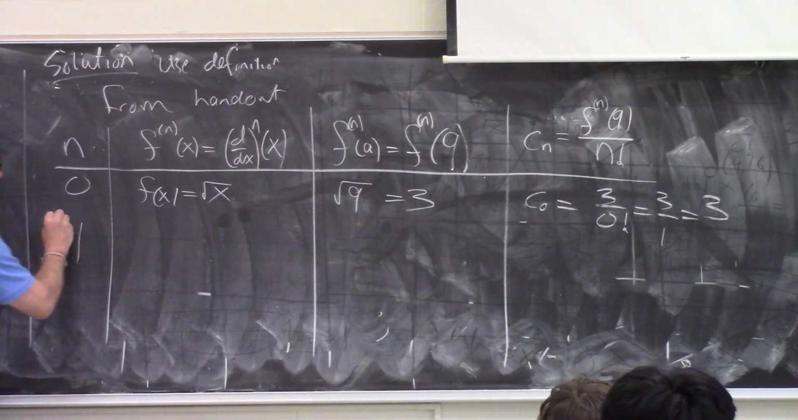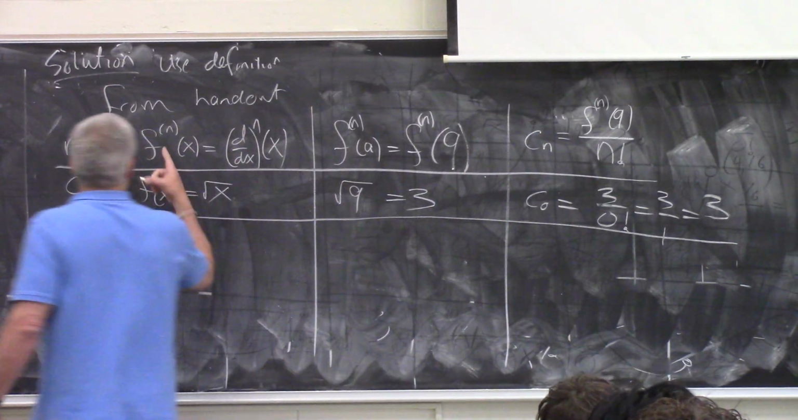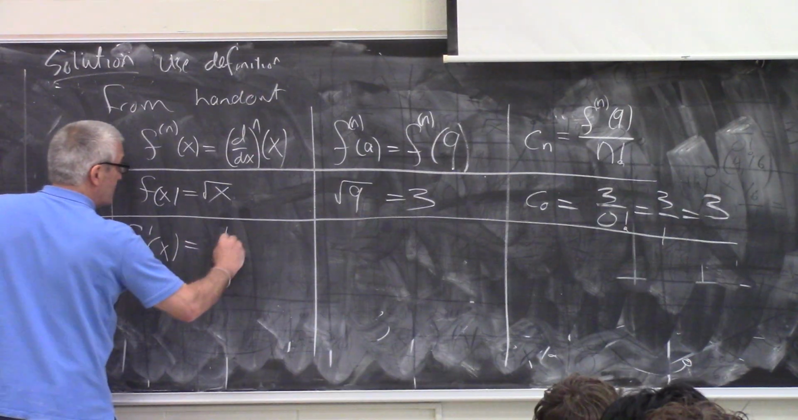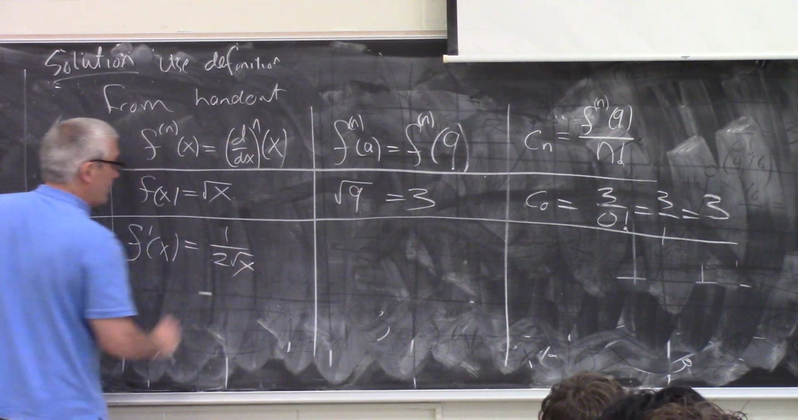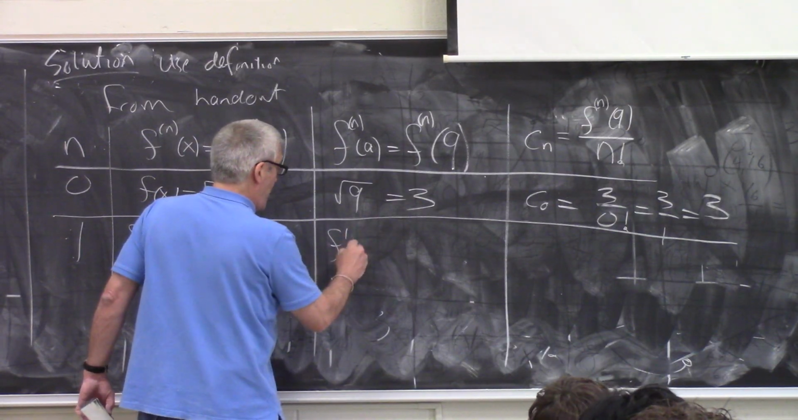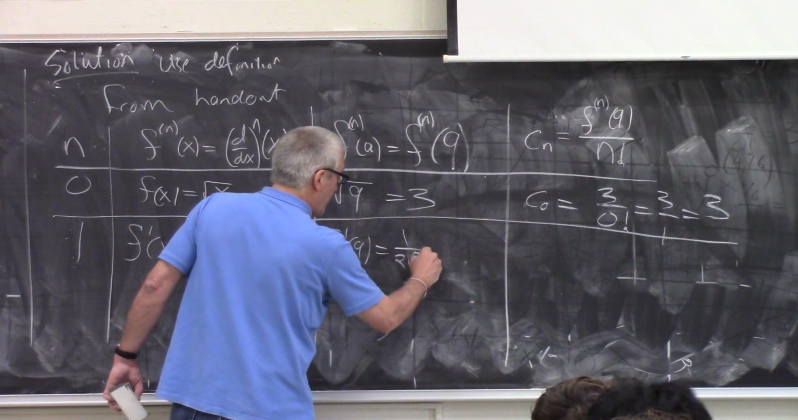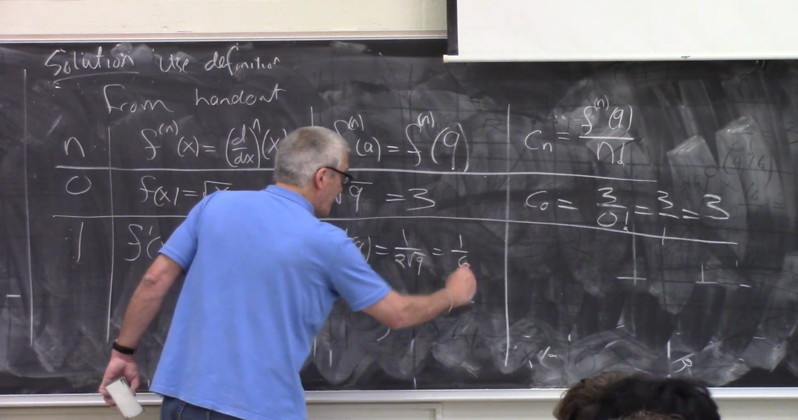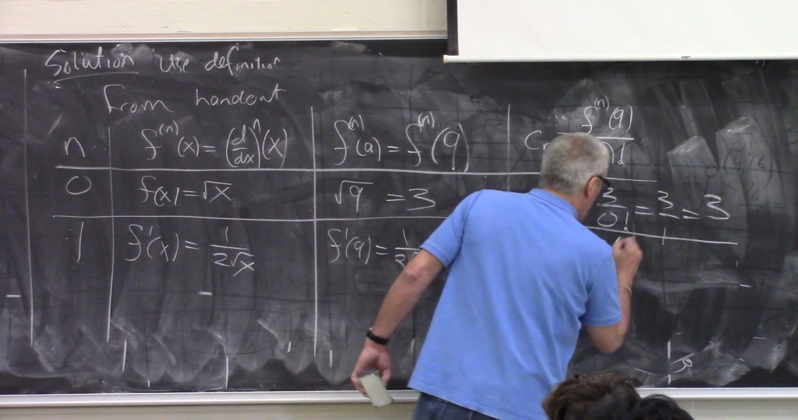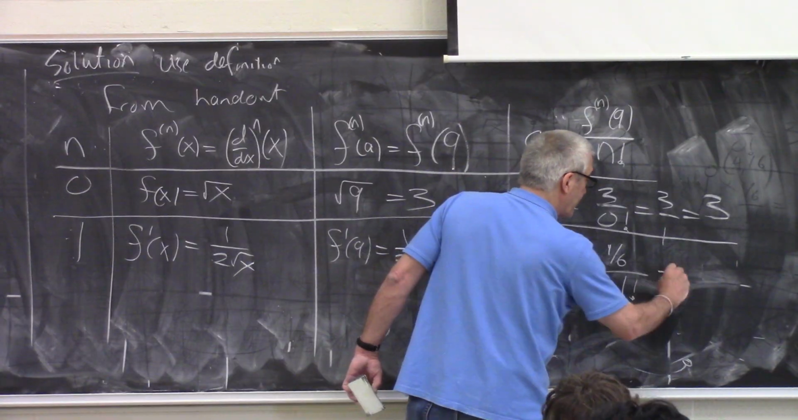Okay, n equals 1. That means we're going to find the first derivative. Remember from Calc 2, this is 1 over 2 square root of x. So f prime at 9 is going to be 1 over 2 square root of 9. So that's 1/6. So c1 is 1/6 divided by 1 factorial, so that's 1/6.